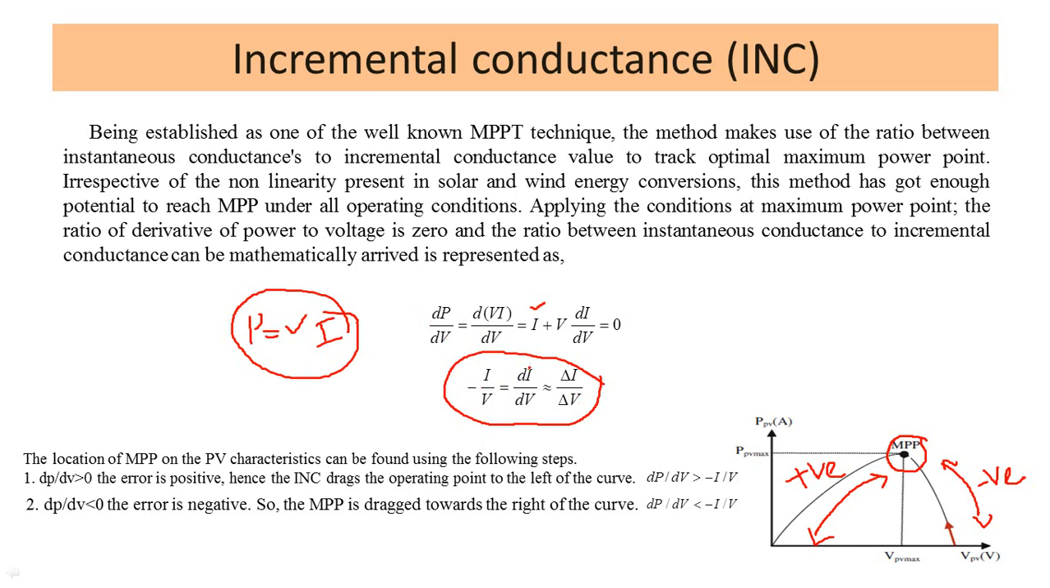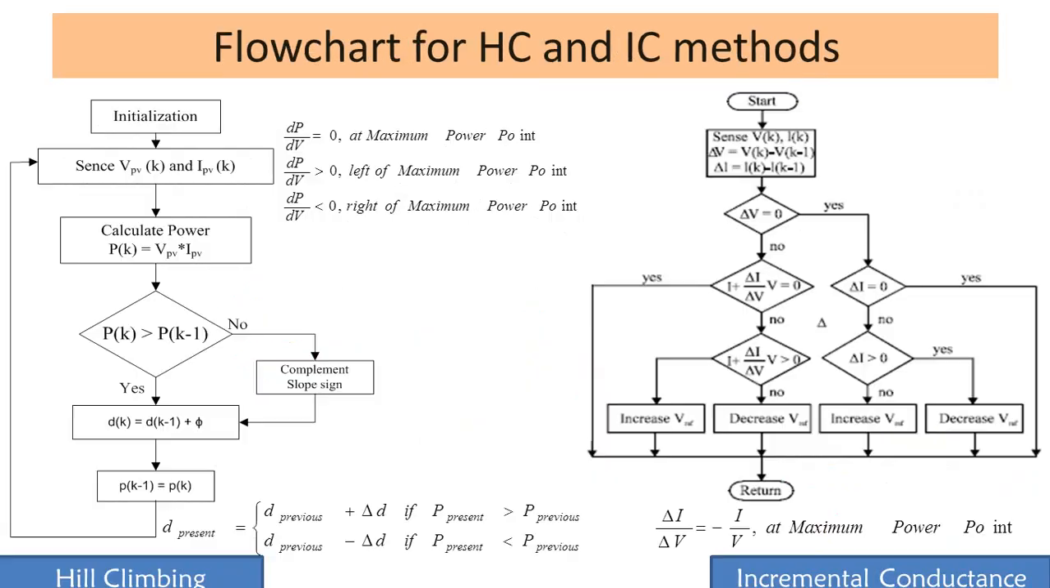So this we have to understand, and based on three conditions: dP by dV is equal to 0, MPP. dP by dV greater than minus I by V, positive side. dP by dV less than minus I by V, negative side. This is the logic that we have. So now this is the flowchart. This flowchart you would have already seen in your hill climbing methods. Hill climbing you have already seen. Yes, that is well understood, that you also know about it.